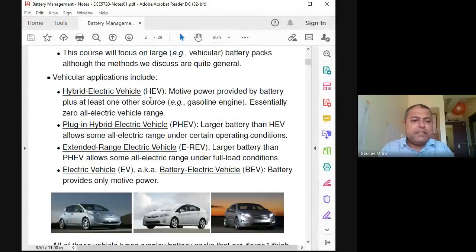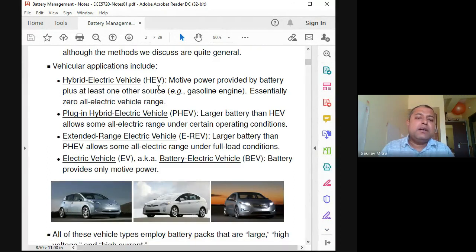Motive power provided by battery plus at least one other source, because in this case we are talking about HEV. So essentially zero all electric vehicle range. Okay, plug-in hybrid electric vehicle, PHEV, has a larger battery than HEV. Another type is extended range, called EREV.